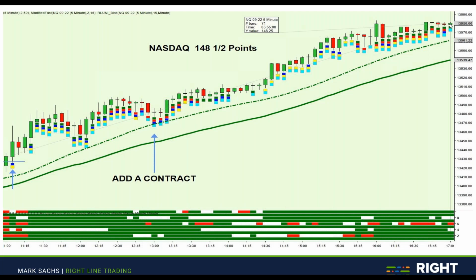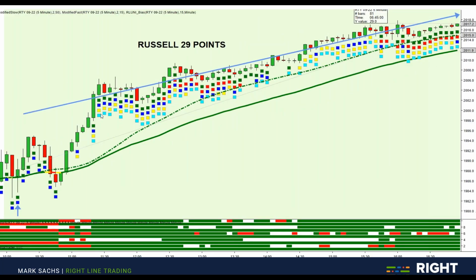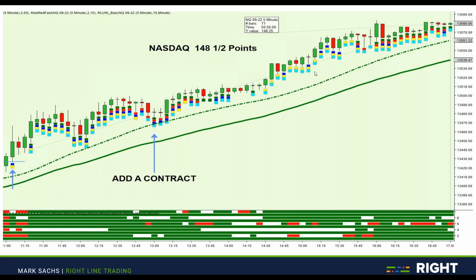Now we're always talking in probabilities. I think this is about a 90% chance of moving up higher on a move like this. You'll notice here we have background alignment. We have a multi-time frame alignment and trend to the upside. It's a gorgeous trade.